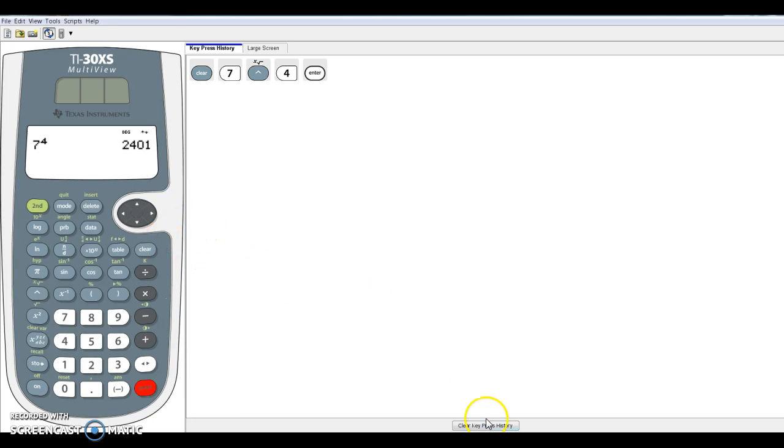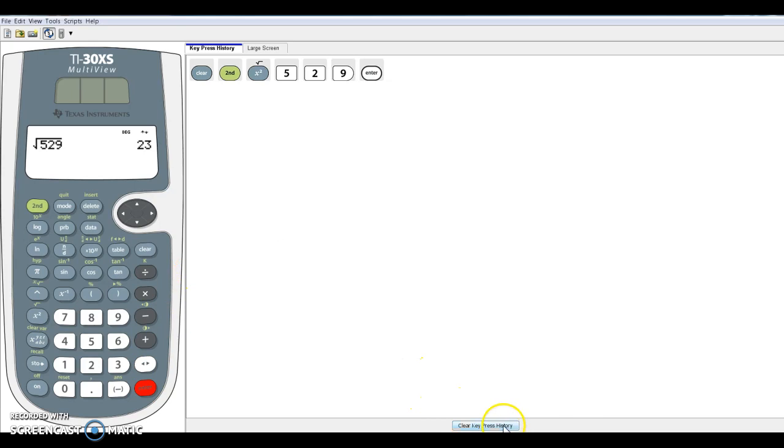Okay, next we're going to do the roots. Let's start with square root. Let's do the square root of 529. So what we're going to do is that we'll notice that the square root is above the square. So we're going to do second. Remember, anything that's in the green, you're going to do the second. And we're going to do the square root, and then we're going to put in our number, which is 529. And then we're going to enter. And you should get 23.